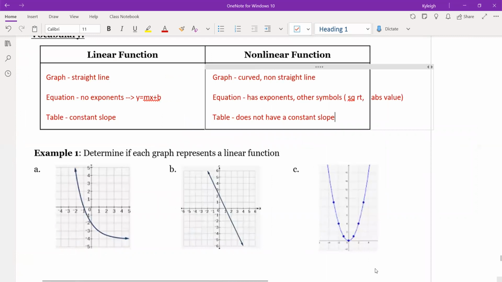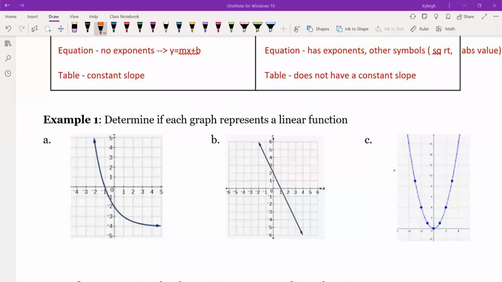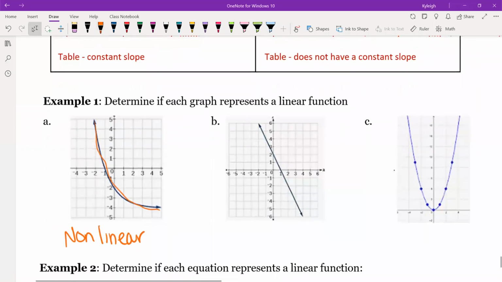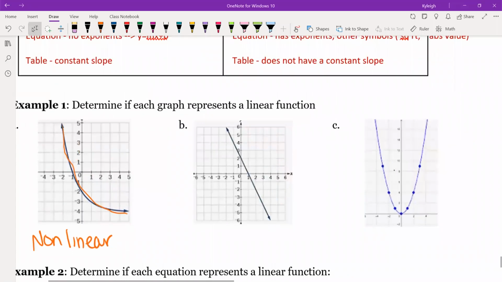Okay, so let's start looking at the graphs. In order for it to be linear, it needs to be a straight line. This one definitely has a curve, so it's going to be nonlinear. B does have a straight line, okay? And that's typically the kind of graphs that we've been working with, so it's going to be linear. Pretty much the answer to the difference is, have we seen it yet? No, it's nonlinear. If we talked about it before, it's linear, okay?